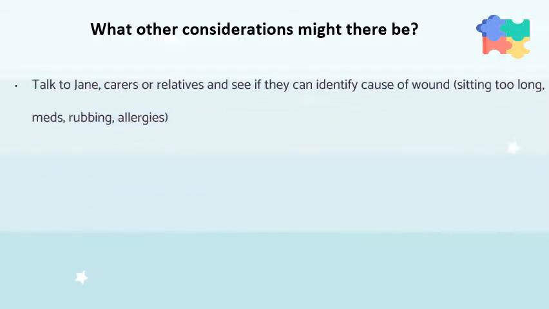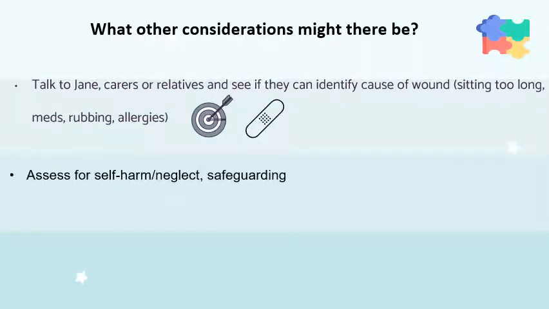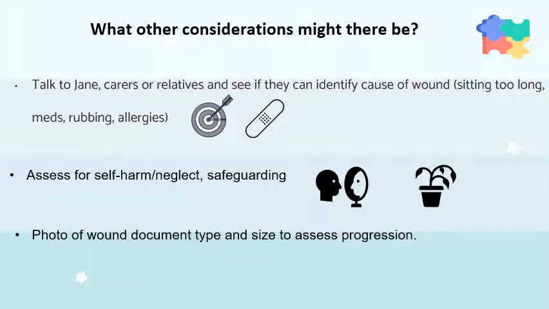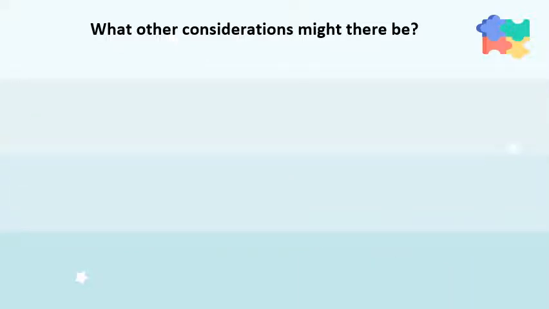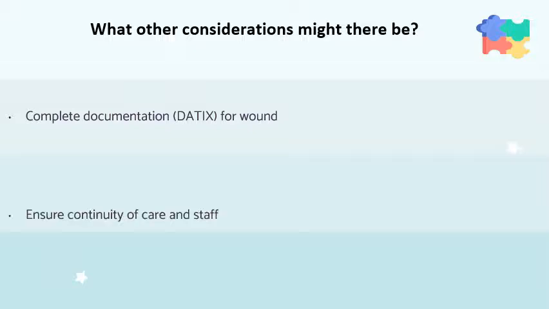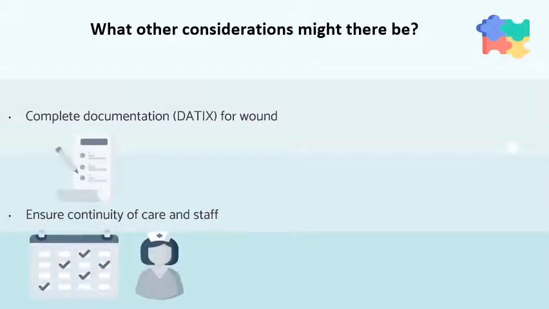Even though Jane has severe learning disabilities, it's really important to try to talk to Jane or her carers or relatives and see if they can identify the cause of the wound, like maybe she's sitting too long, or medications, something is rubbing, or any allergies. We need to also assess for self-harm or self-neglect or even any safeguarding. And if possible, take a photo of the wound, and document the type and size to assess the progression as we are treating it. It's really important that we don't forget to record the wound in our documentation, and to avoid Jane being more distressed than she already is, we might need to ensure there is continuity of care and staff.